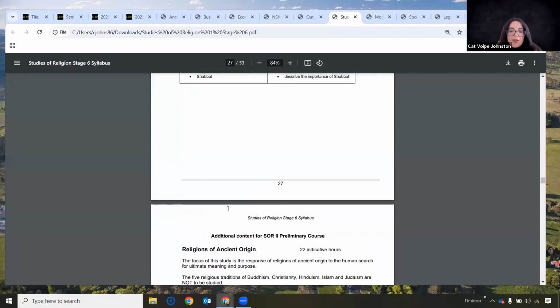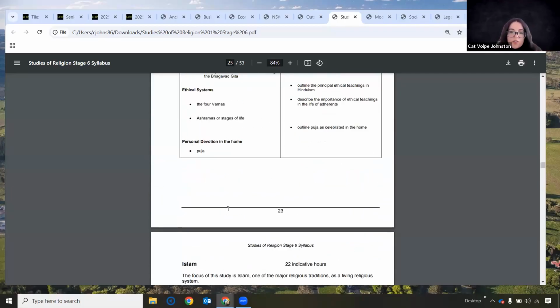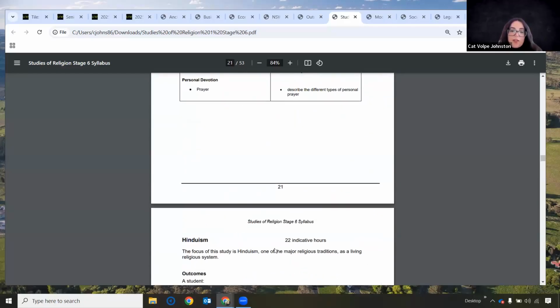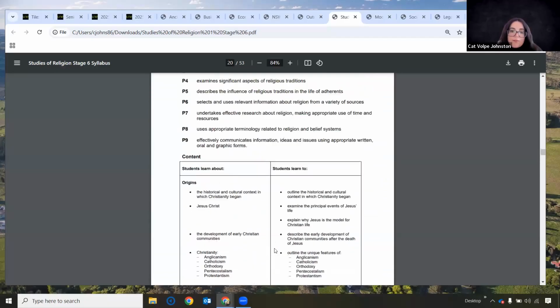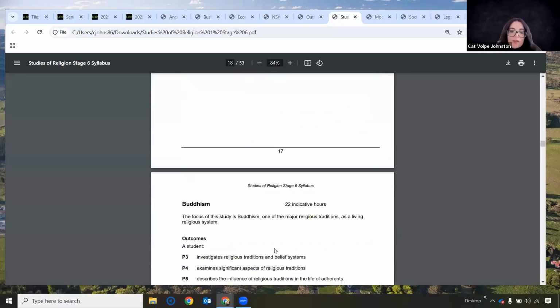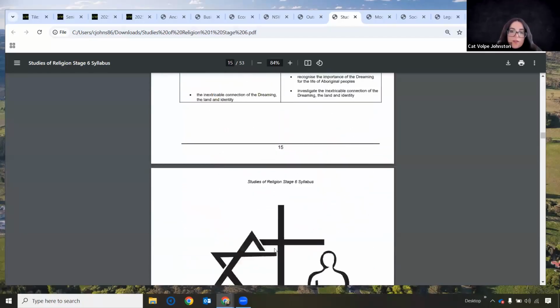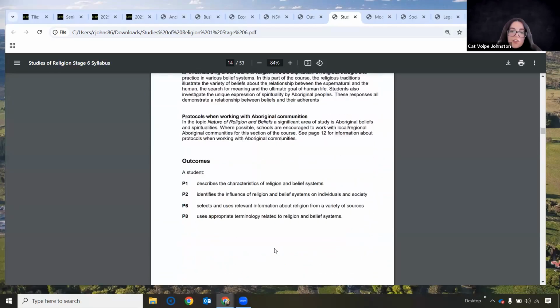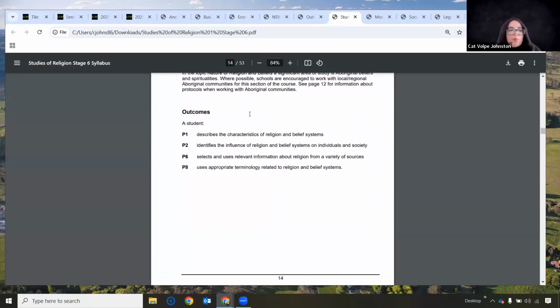Now, one thing to keep in mind is that for each of the units of work, for example, Islam, these are the outcomes that are relevant to the study of Islam. So there's no P1 or P2. Just keeping that in mind. So the first unit of work, the nature of religion and beliefs, we can see that's where P1 and P2 come through.